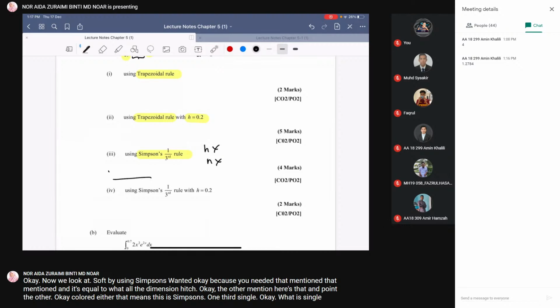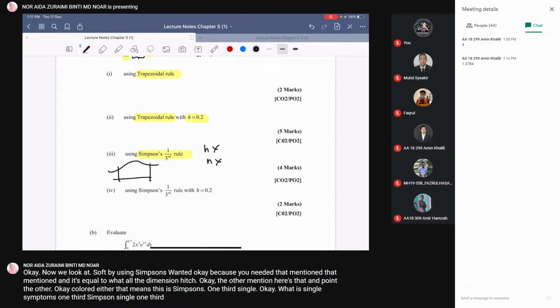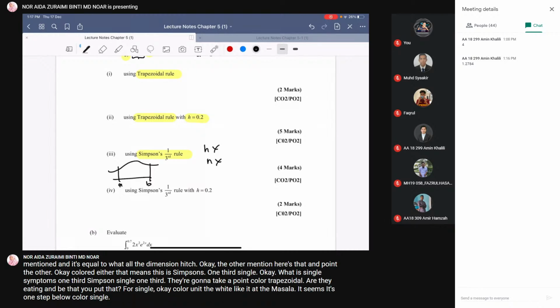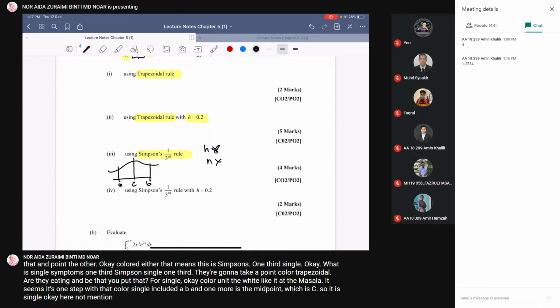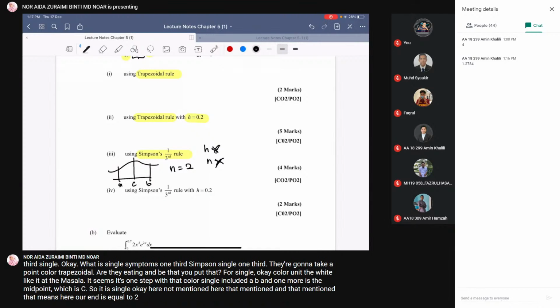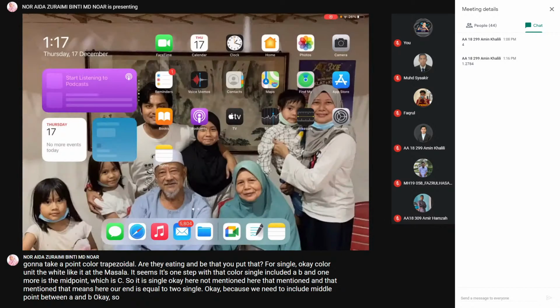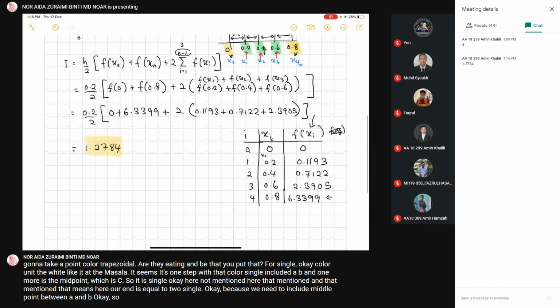What is single Simpson's one-third? Simpson's single one-third needs 3 points. For trapezoidal, having A and B is enough for single. If you want to divide further, no problem. For Simpson's one-third, if single, include points A, B and one more, the midpoint, which is C. So this is single. Here, h is not mentioned and n is not mentioned. That means here, our n is equal to 2. Single, because we need to include the middle point between A and B. Okay, so number 3.